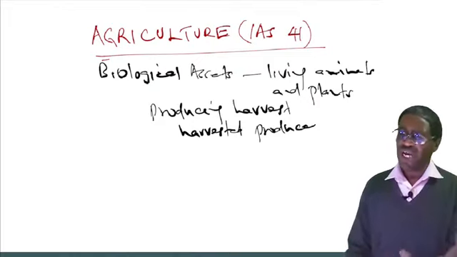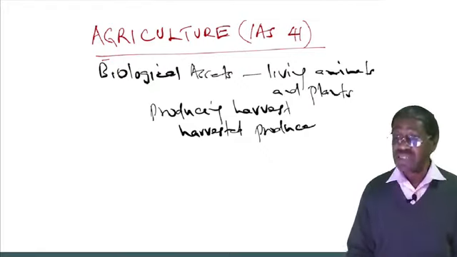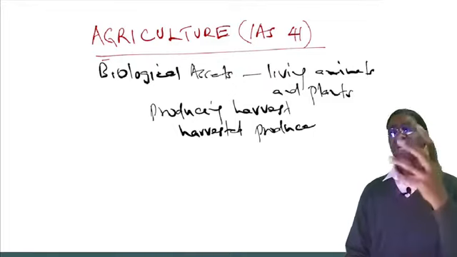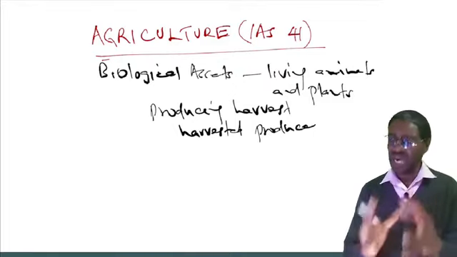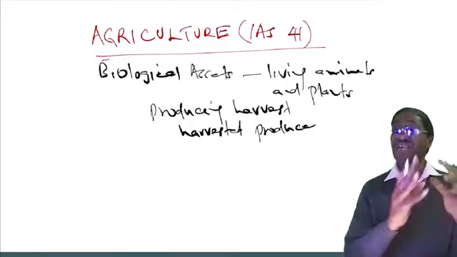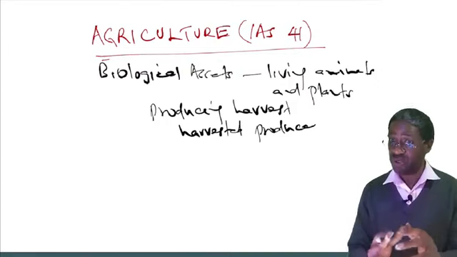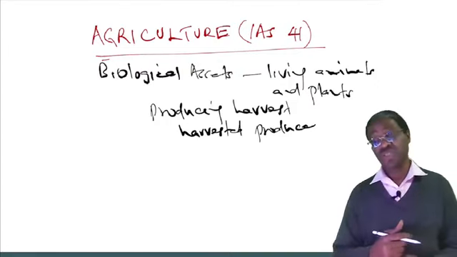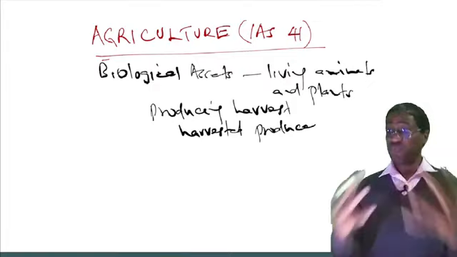Of course, from animals you can harvest milk. From plants you can harvest things like coffee, tea, and so on. So we are saying any living animals and plants that are used in producing harvest or harvested produce, that is what we call a biological asset. You have animals, you have plants.